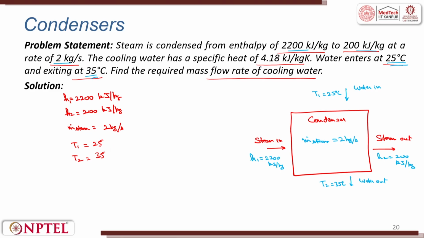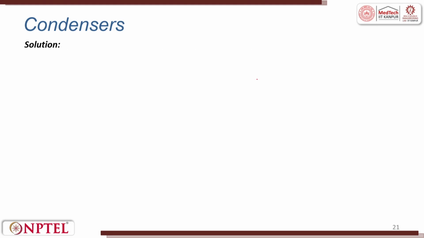Now we convert into Kelvin or do not convert, it doesn't matter, because in all the calculations we would have to calculate delta T only. So I'll put here delta T is equal to 35 minus 25, which is equal to 10 degrees. Then they have given specific heat of cooling water, that is Cp is equal to 4.18 kilojoules per kg Kelvin. Find the required mass flow rate of cooling water. To find the mass flow rate, let me first try to find heat removed by condenser.